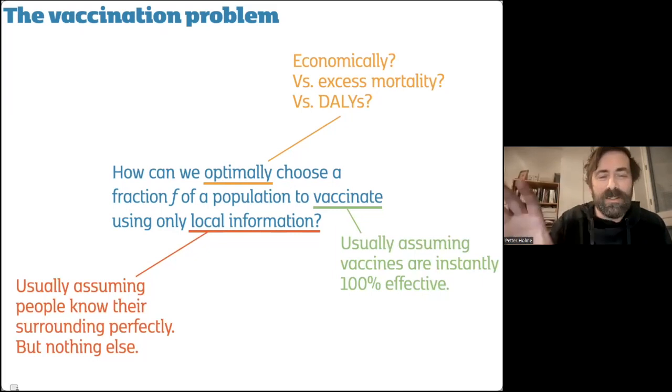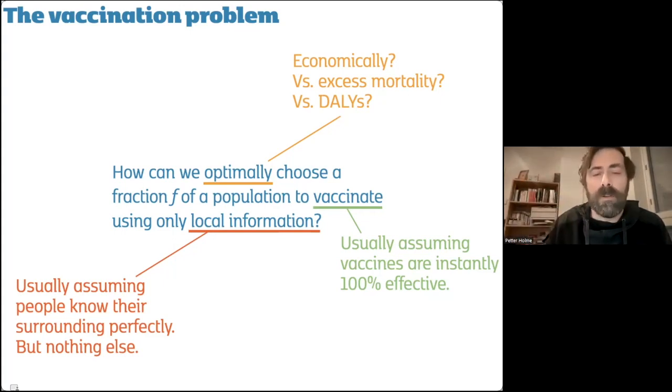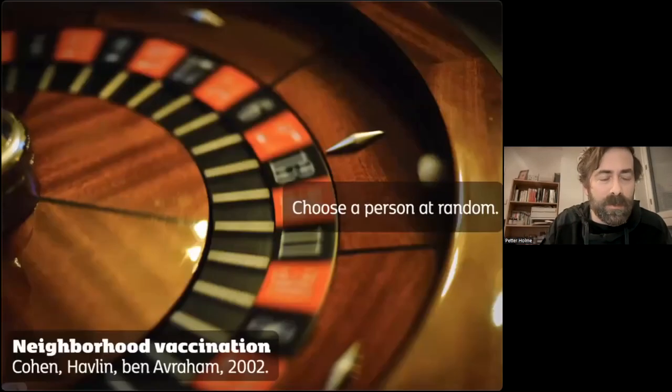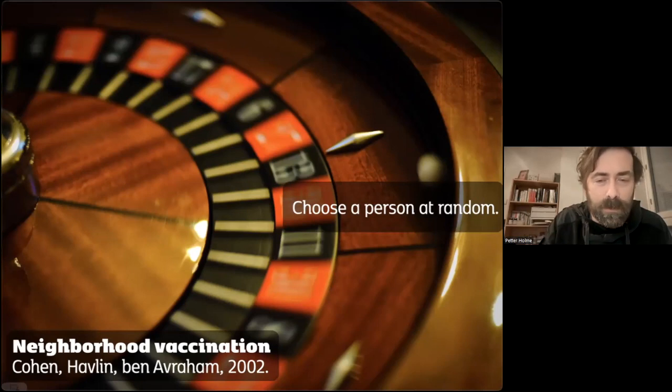You can do different versions of every paper by interpreting these words differently. But for this particular paper, optimally here meant just to reduce the final outbreak size in the SIR model. And the vaccination, we assume, is instantly 100% effective. And local information, well, I will show you. It's essentially that you know what your neighbors did or do.